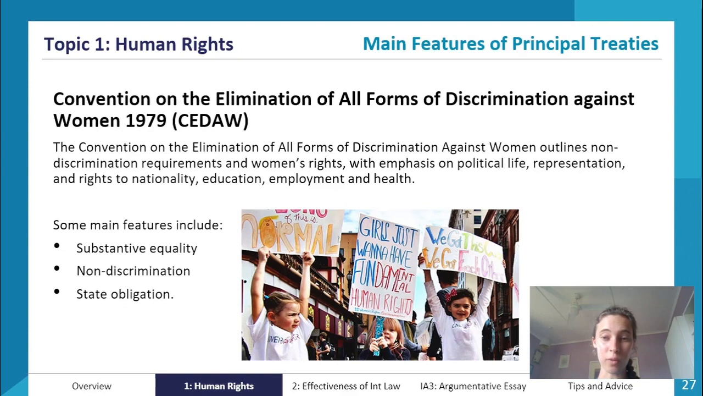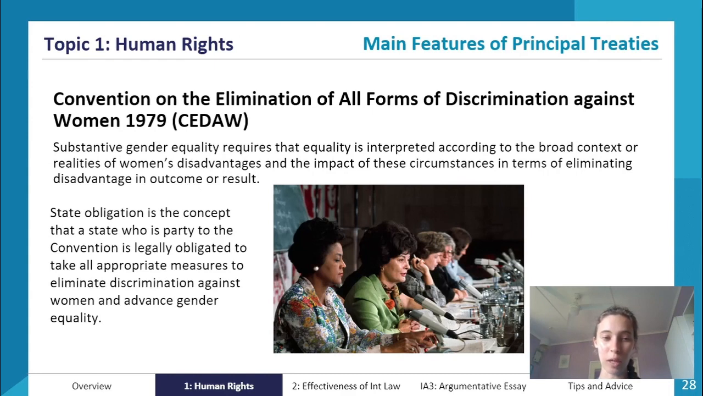The elimination of all forms of discrimination against women. So that's obviously outlining non-discrimination requirements and women's rights, with emphasis on political life, representation, and the rights to nationality, education, employment, and health. So a few main features include substantial equality, non-discrimination, and state obligation. So if we're wondering a little bit about particularly the first one and the third one in that list, we've got a little bit more information here.